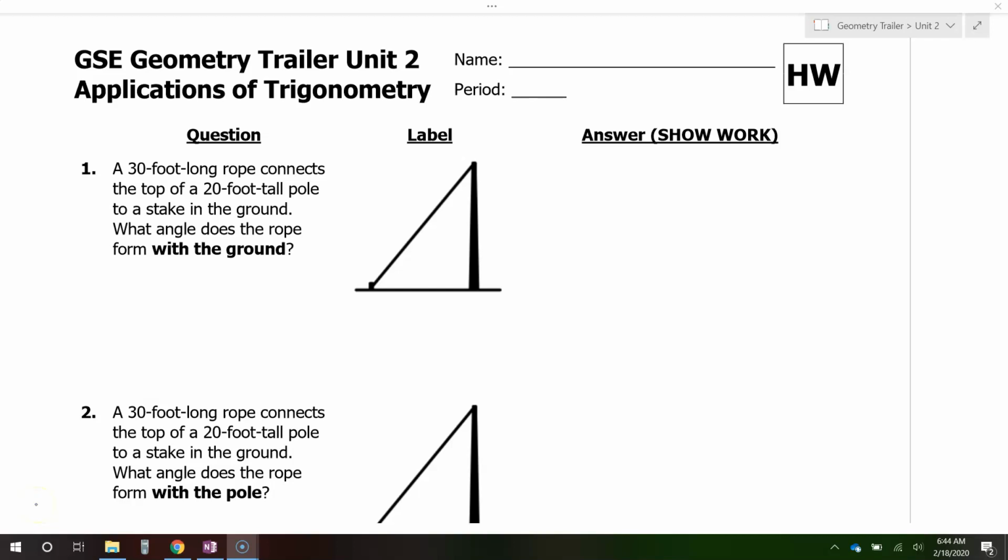In this video, I will show you how to use sine, cosine, and tangent to solve word problems. And really, the only thing about word problems is translating the words into the picture.